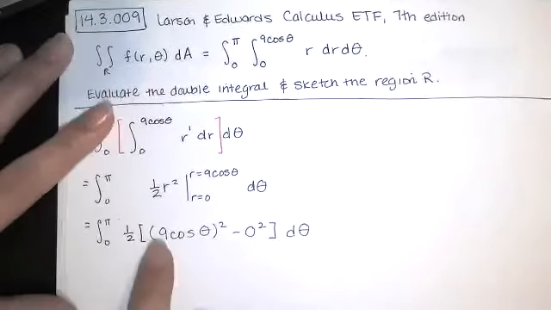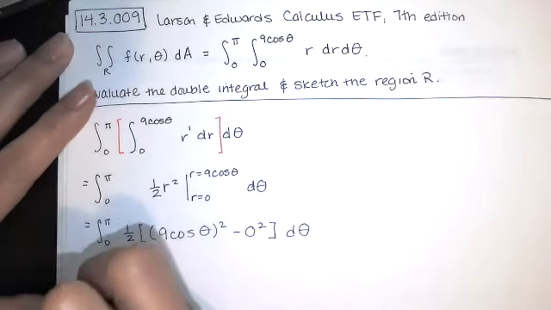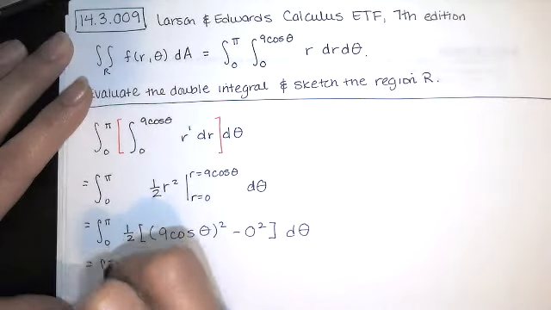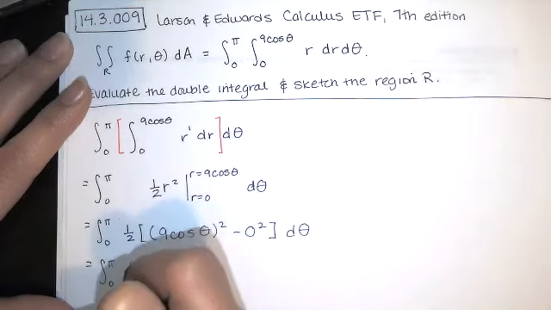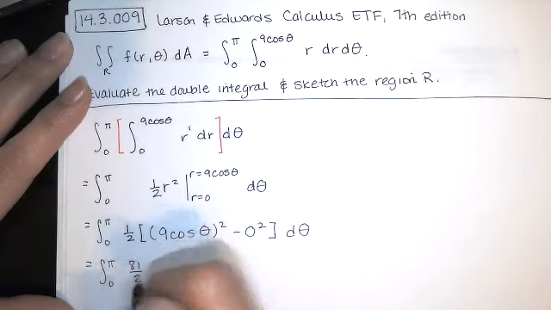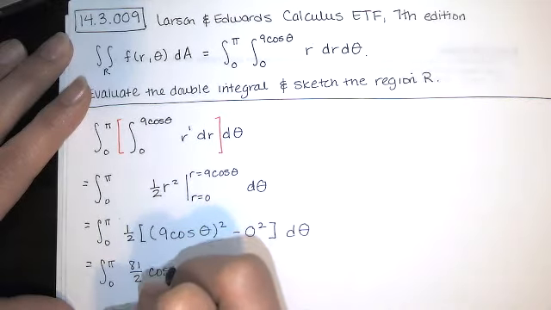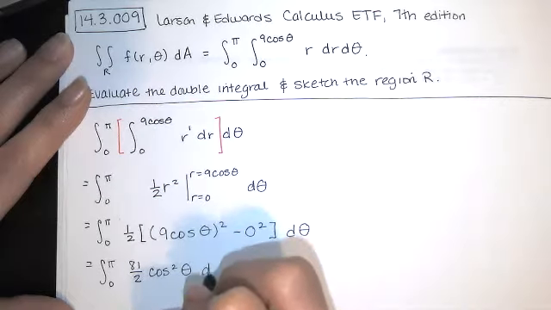Now here you should square the 9 and square the cosine. So we're going to get 81 times that 1/2 is 81 over 2 times cosine squared theta, d theta.